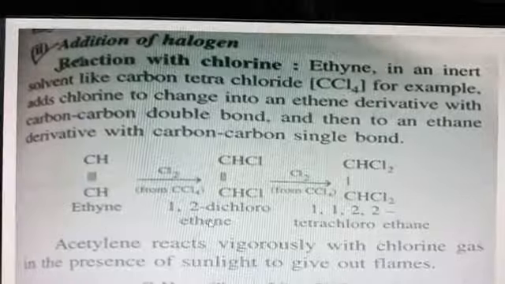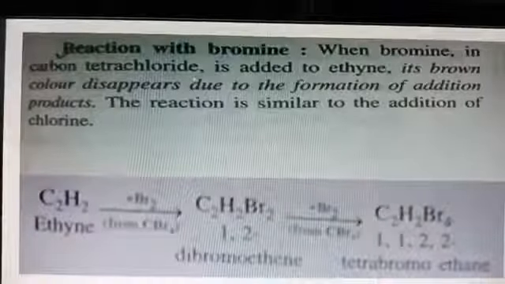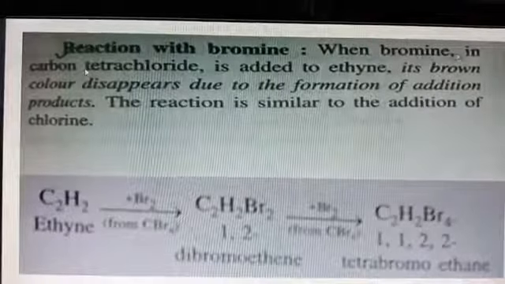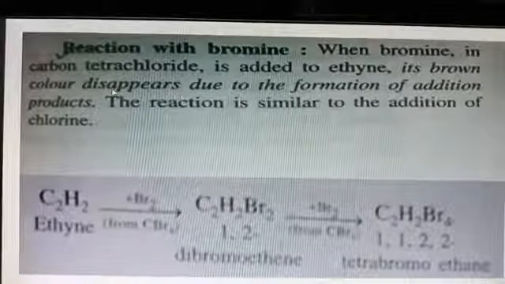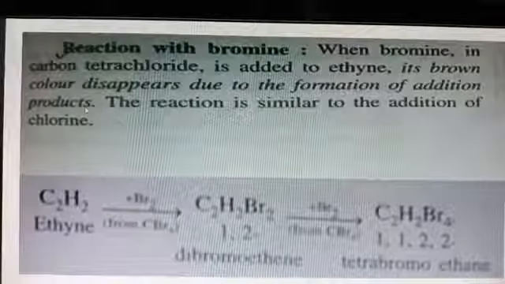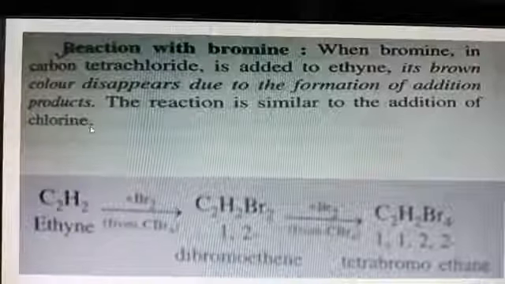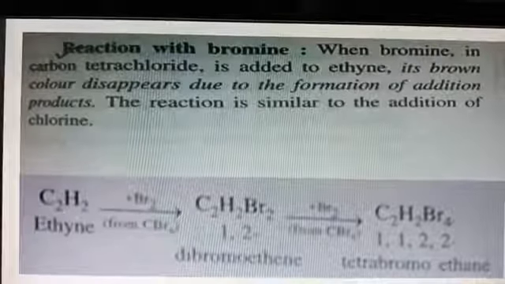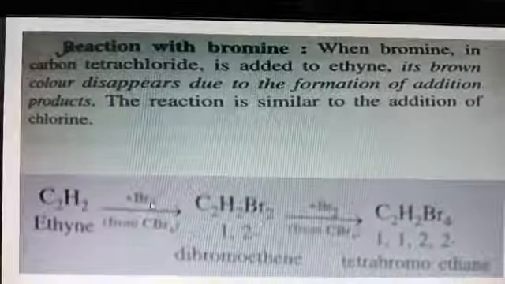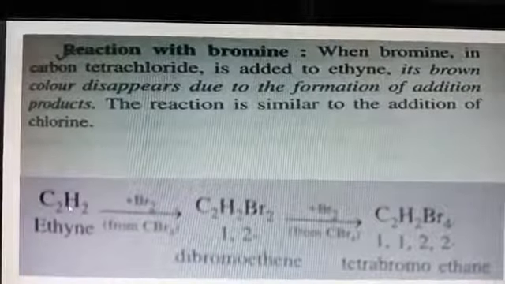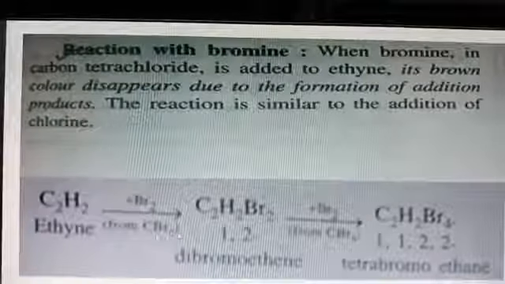So this is addition of halogen, a reaction with chlorine, and the reaction with bromine is also the same. When bromine in carbon tetrachloride is added to ethine, its brown color disappears due to the formation of addition products. The reaction is similar to the addition of chlorine. So the same way we did with chlorine: C2H2 ethine, then Br2, two atoms of bromine. The bromine molecule is added here when the bond breaks.